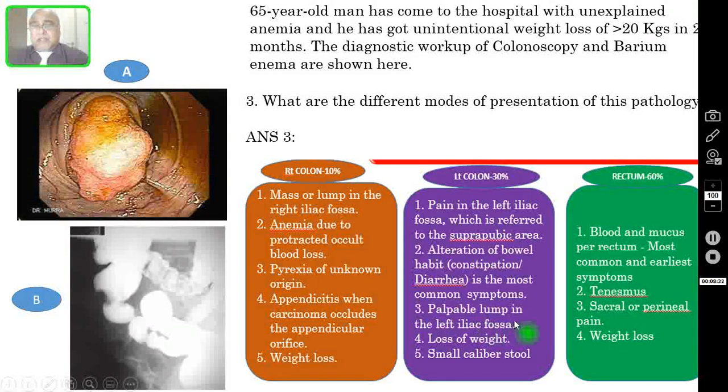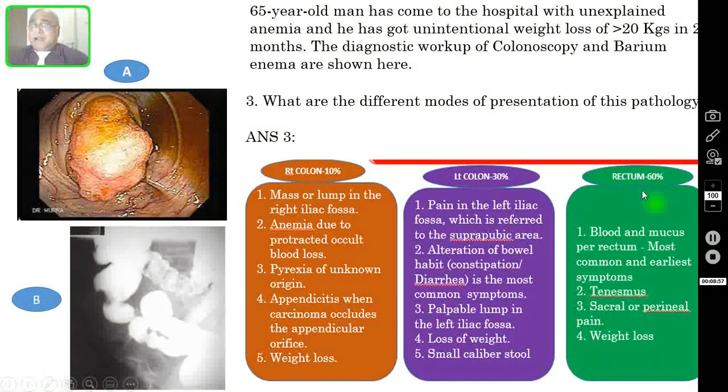You can also feel a lump in the left iliac fossa, and the patient also can pass small caliber stool or pencil thin stool, because of the narrow lumen. These patients will pass low caliber or small caliber stool or the pencil thin stool. Of course, these patients also will have loss of weight.